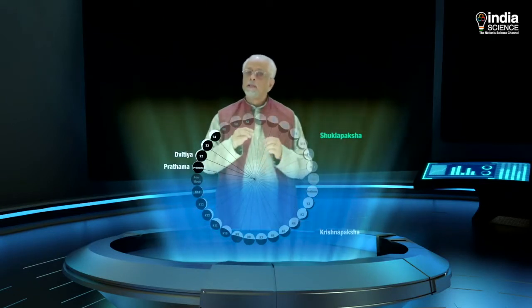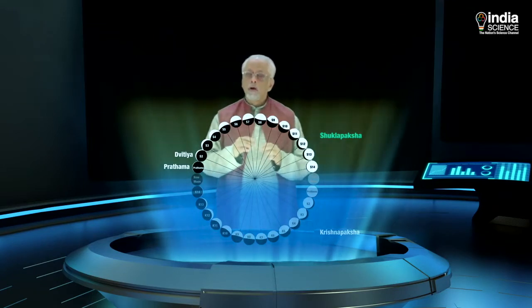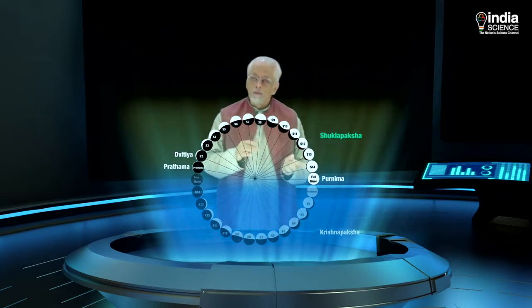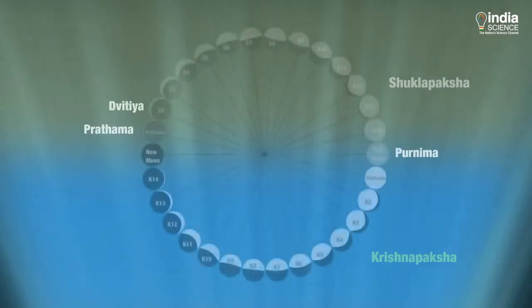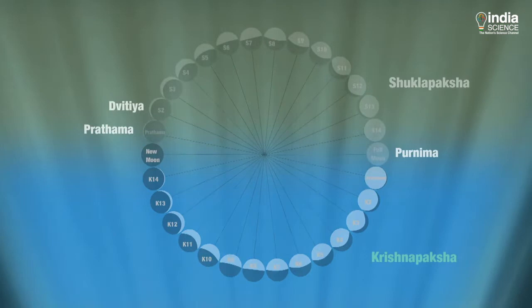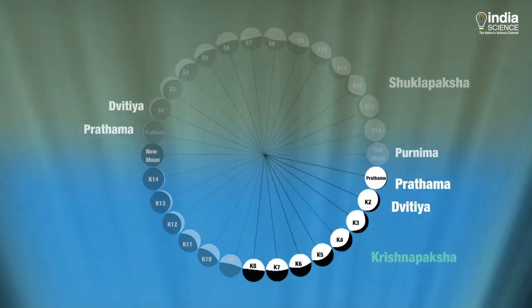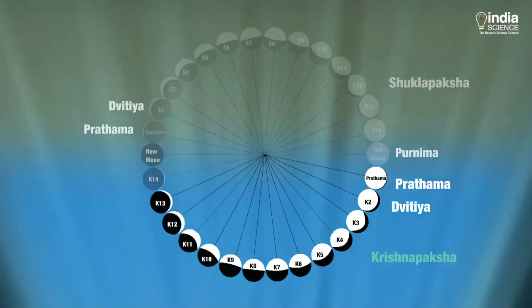Tithis in Shukla Paksha begin with Prathama, Dvitiya, etc. till we reach Purnima, the full moon. Similarly, for the Krishna Paksha, the tithis again begin with Prathama, Dvitiya, etc. till we arrive at the Amavasya.